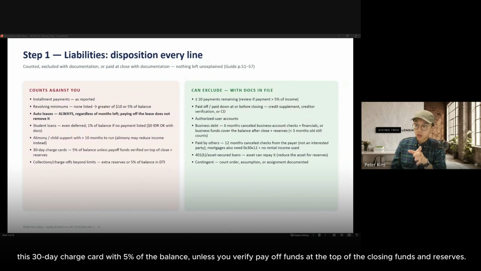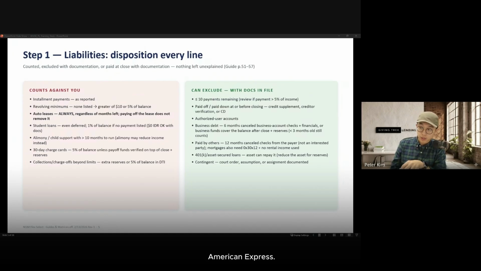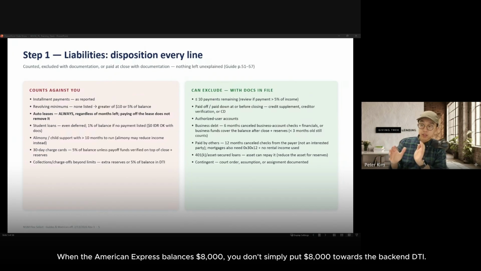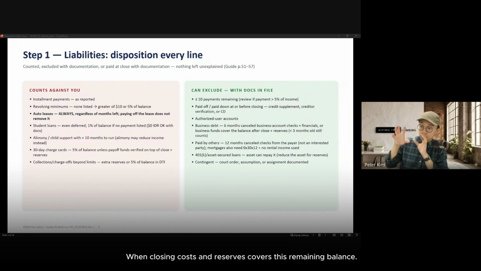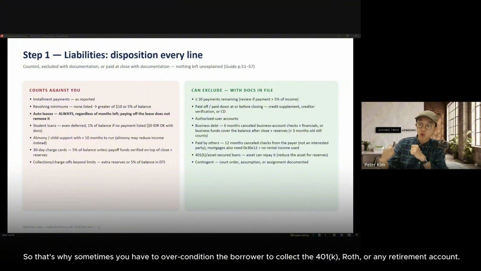What is an example of this? American Express. When the American Express balance is $8,000, you don't simply put $8,000 towards the back-end DTI. You click omit when closing costs and reserves cover this remaining balance. Okay, so that's why sometimes you have to overcondition the borrower to collect the 401k, Roth, or any retirement accounts.